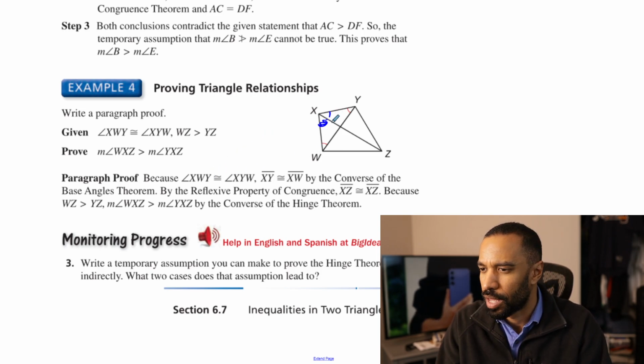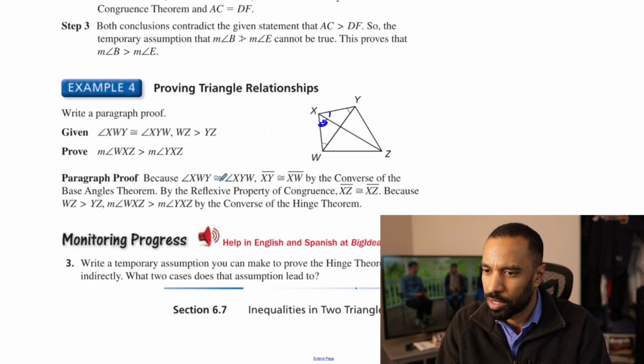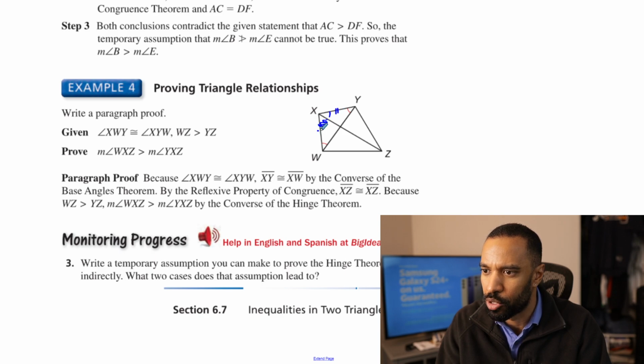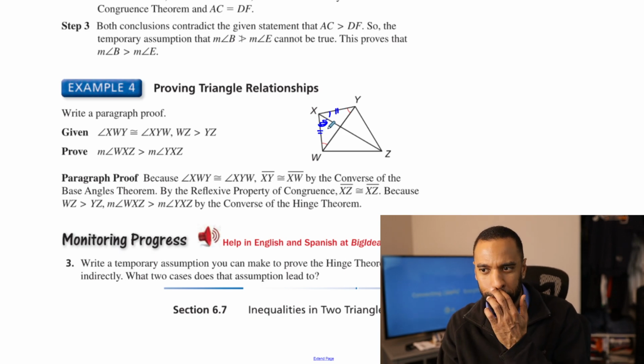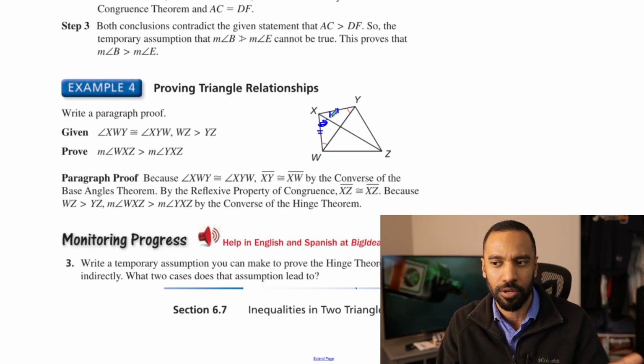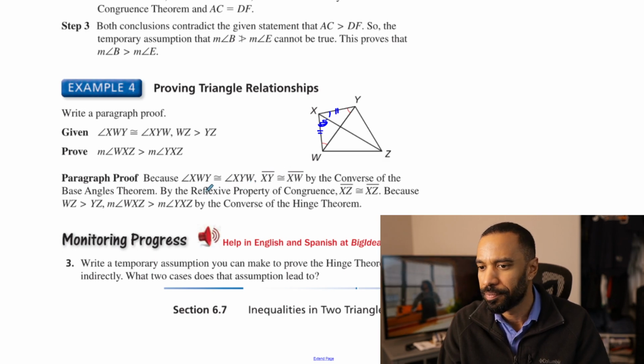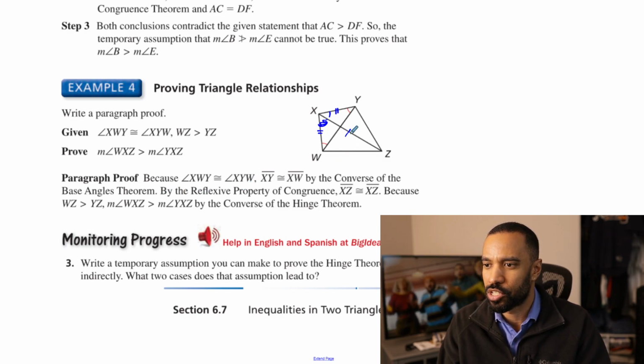So let's see what they say. I wonder how the two triangle things will work. Because this angle is congruent to this one, these sides opposite are congruent to each other. Boom is congruent to boom by the converse of the base angles theorem. Another way of saying that, isosceles triangles do that. We can say converse of the base angles theorem. Someday I'll remember that. By the reflexive property, XZ is congruent to itself.